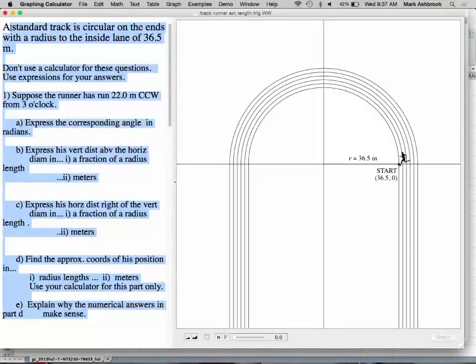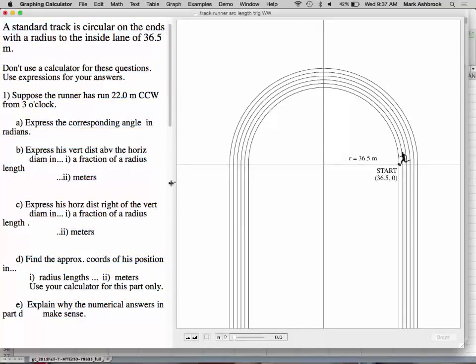Sorry, the spacing's a little weird. I'm trying to make it big enough here. I'll try this.